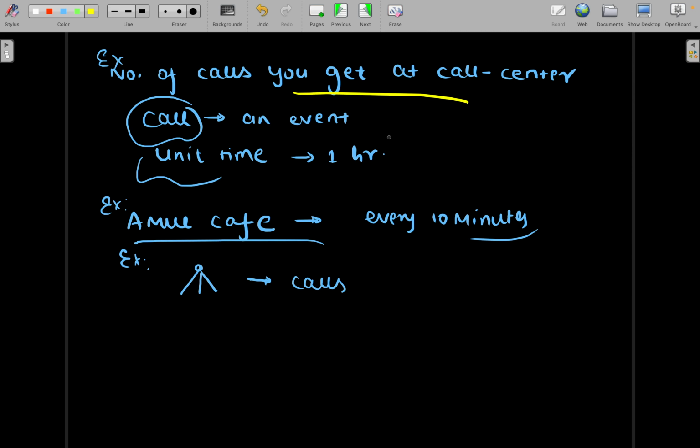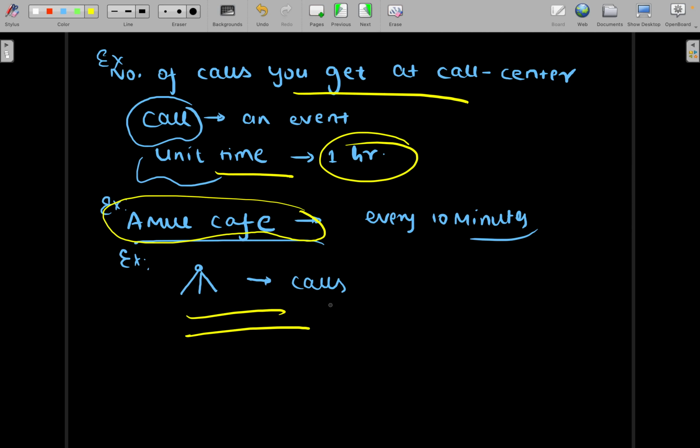Here are some of the examples, like the number of calls you get at the call center. You getting a call is an event, at a per unit time, which is 1 hour, right? When we discussed the cafe, which was Amul cafe, it was how many people are coming there in every 10 minutes. When we talk about the cell tower, from this you can analyze how many cell towers you need to place in a specific region.